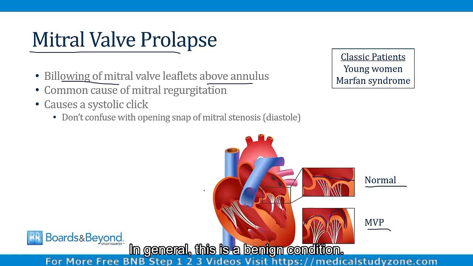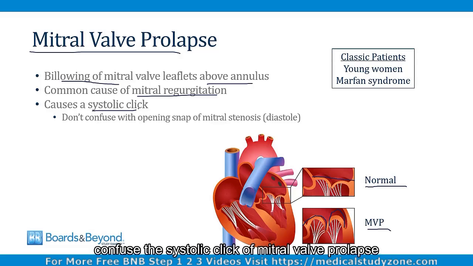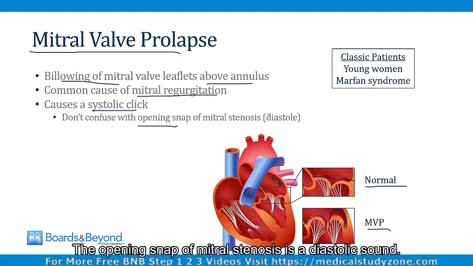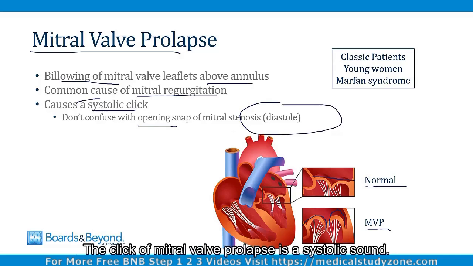In general, this is a benign condition. The only exception is that it can lead to mitral regurgitation, and sometimes that mitral regurgitation can be so severe that patients require surgery. As we just talked about on the last slide, it causes a systolic click. And just an aside here, lots of students confuse the systolic click of mitral valve prolapse with the opening snap of mitral stenosis. Don't do that. The opening snap of mitral stenosis is a diastolic sound. The click of mitral valve prolapse is a systolic sound.